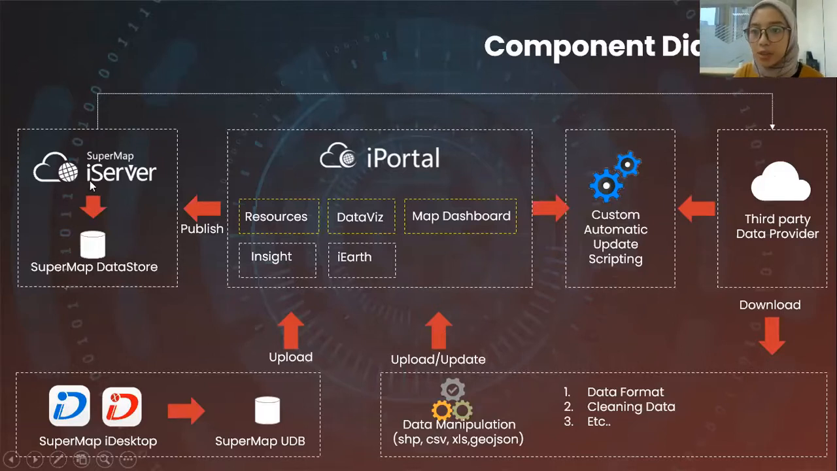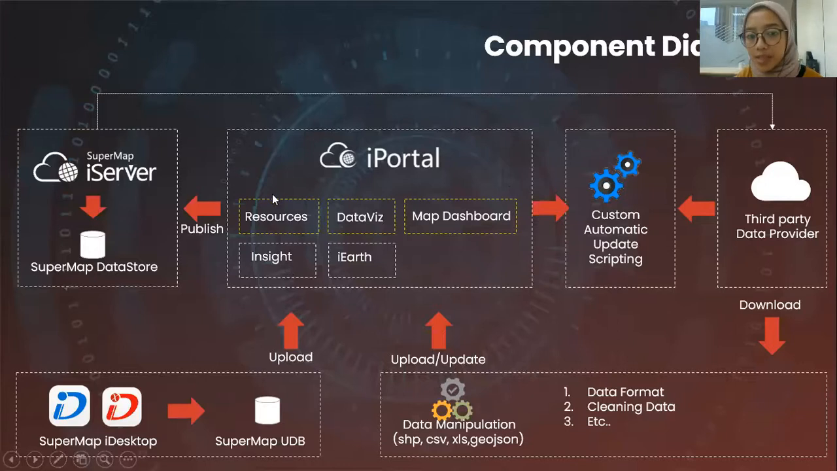So iServer is not only for data publishing, but can also access and stream your data from the data provider. Should the data come from a third party and go to iServer, it will be stored in the SuperMap data store. And for today, I will be presenting how to use iServer, iPortal, and the SuperMap data store later on. And after you have prepared your data, you can utilize iPortal for many things.